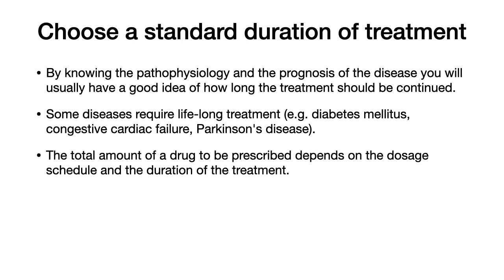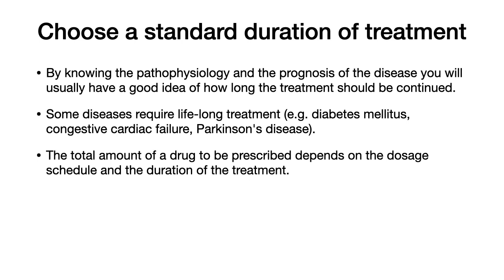For example, if you have malaria or pneumonia, you know that you need to treat for a few days. But for some conditions like diabetes, hypertension, or Parkinson's disease, you need to treat for a long time or even lifelong. In heart failure, you have to give lifelong treatment, but when the patient is overloaded, you give an adjusted dose of diuretics until you get them to euvolemia.